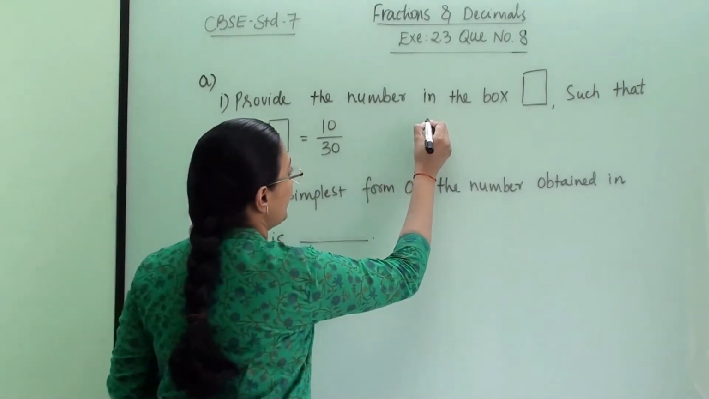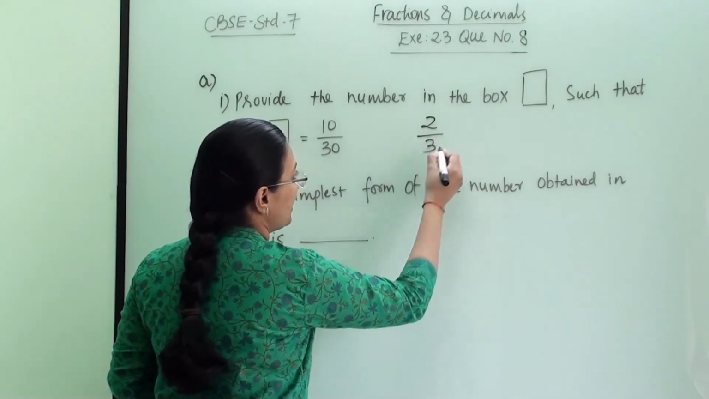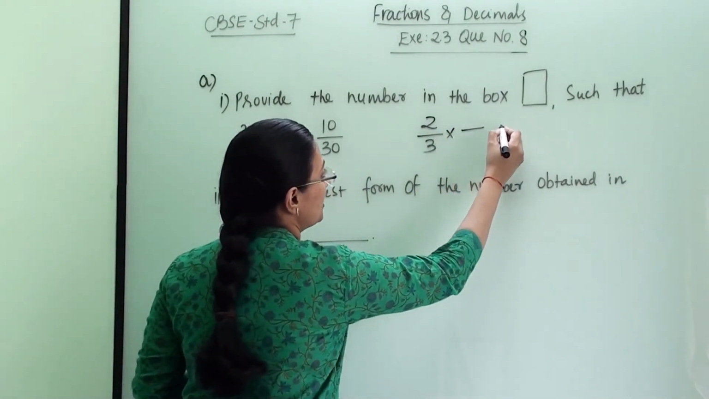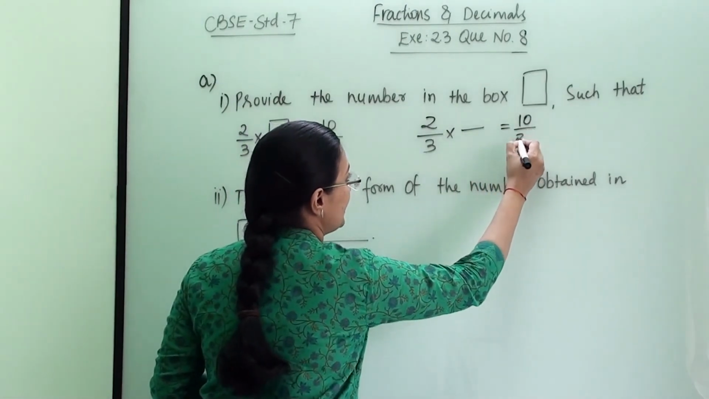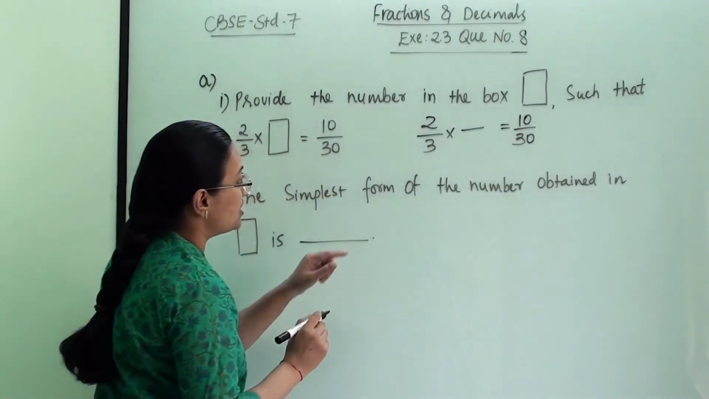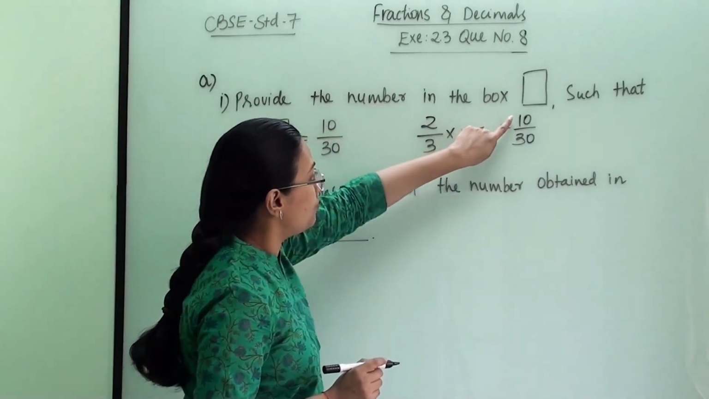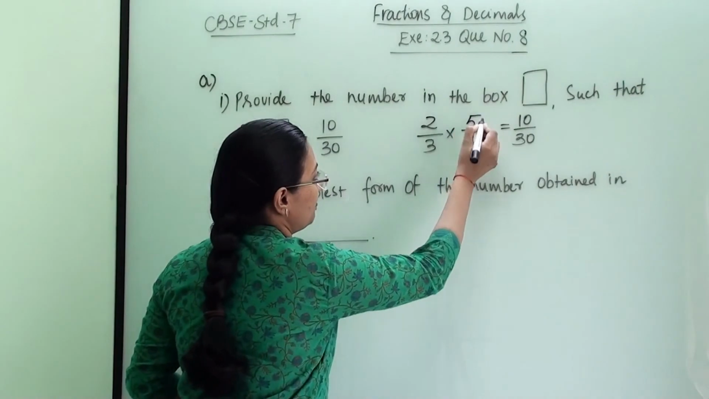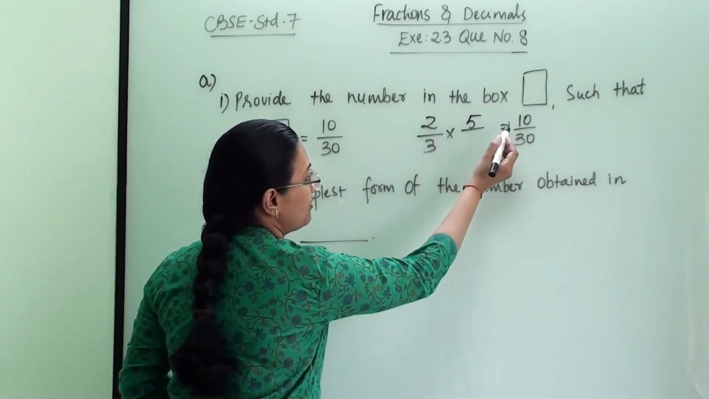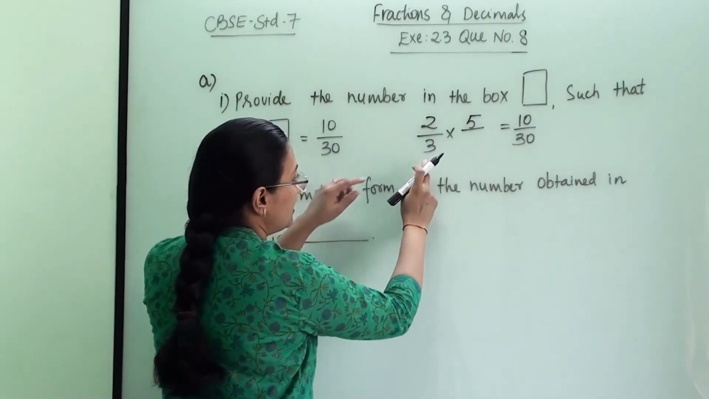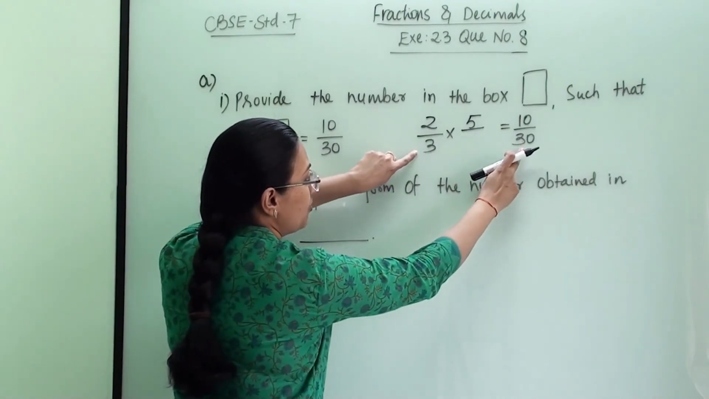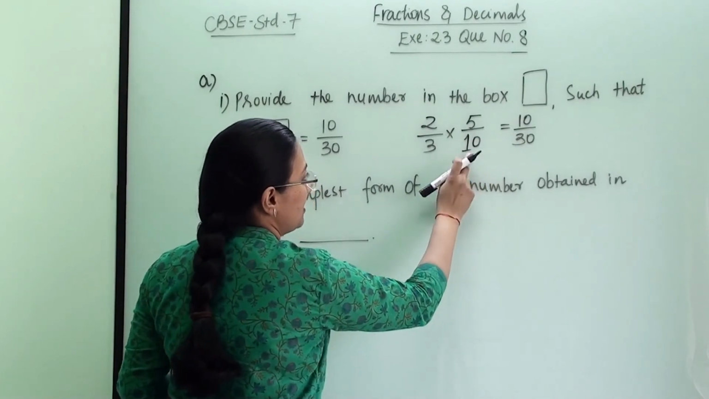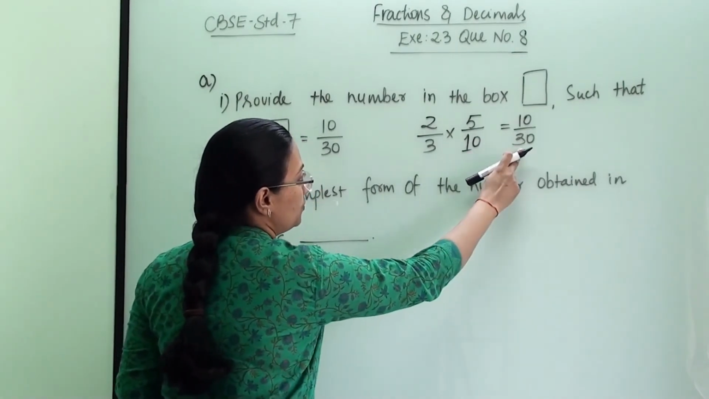So we have 2/3, and which number will we multiply in the numerator and denominator so that we will get 10 divided by 30? Here 2 is there, and if we want 10 here, then which number will we multiply? 5. Once we multiply by 5, we will get 10. And here there is a 3 and we require 30. So which number needs to be multiplied here? 10. When we multiply by 10, we get 30.